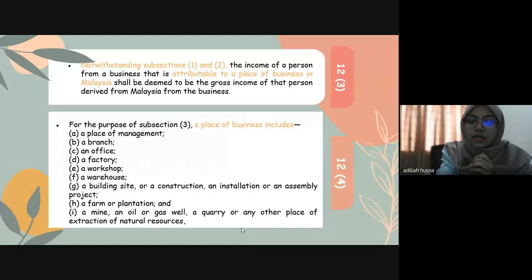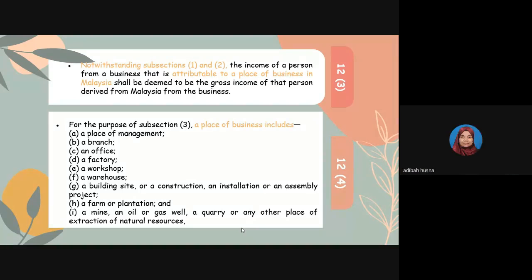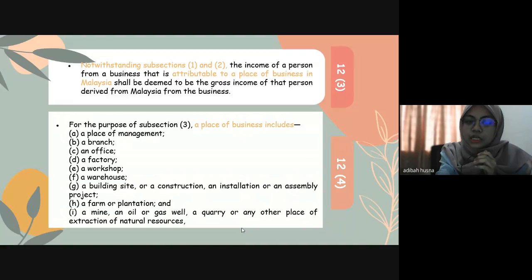Subsection 12(3) is actually about the determination of income from a business derived or deemed to be derived from Malaysia with the existence of a place of business in Malaysia. A place of business includes a place of management, branch, office, factory, workshop, warehouse, building site or construction, an installation or an assembly project, a farm or plantation, a mine, an oil or gas well, a quarry or any other place of extraction of natural resources.